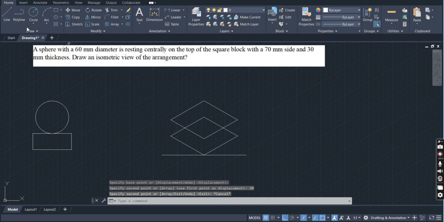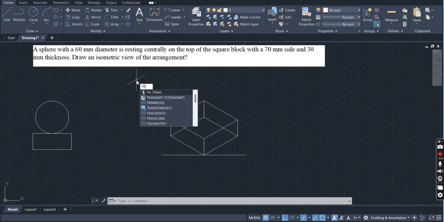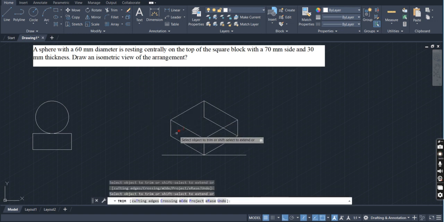Now join these corners with line. Join this point with this corner, similarly this point with this corner, and this point with this corner, on the 70 by 70 square. After drawing these, go to trim so that you will not get confused. Trim, double enter. Delete these backside edges.